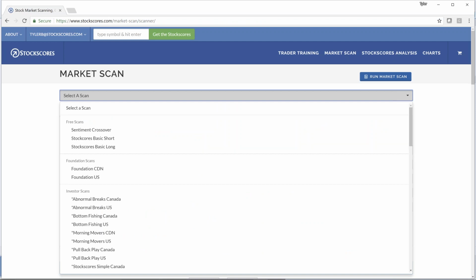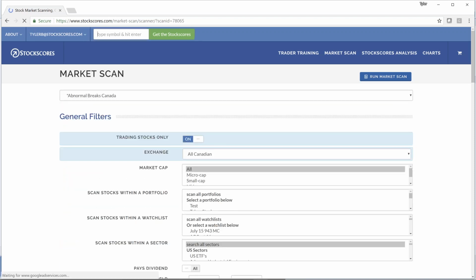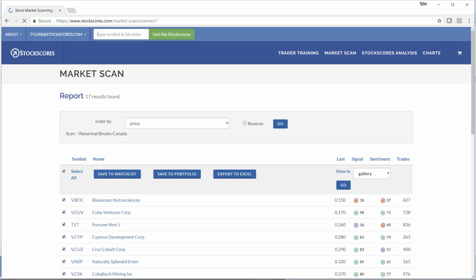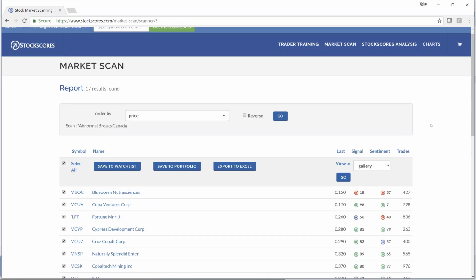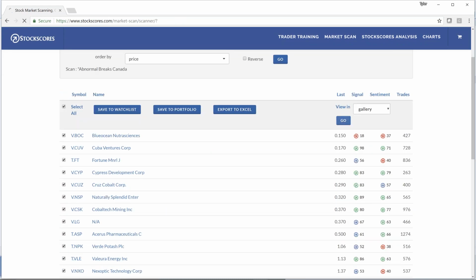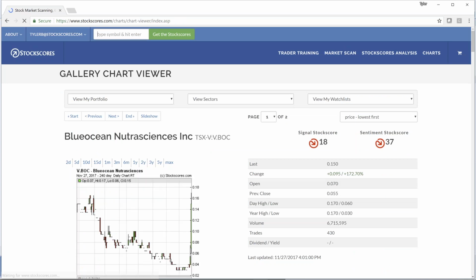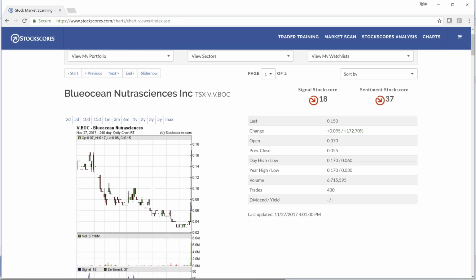So what we're going to do next is the abnormal break scan, and we'll do this separately for Canada and the US. So I'm going to run the Canadian one. And there were 17 stocks. From a visual standpoint, we're going to do the same thing. We're going to ask ourselves, is this stock breaking its trend line? And is it doing so with strong volume and all that kind of thing?